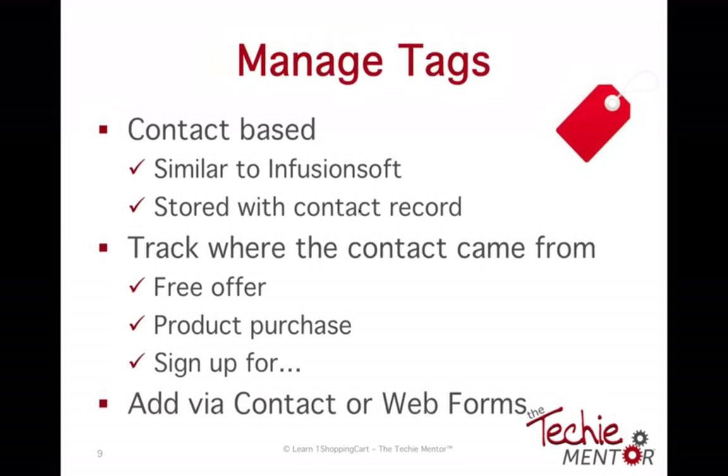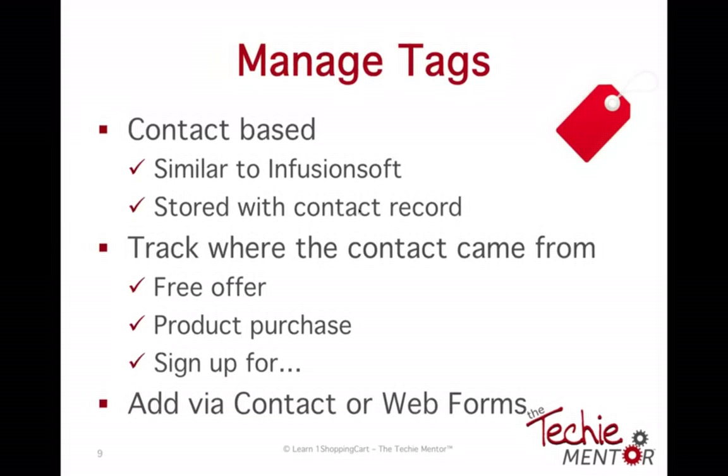And so the way One Shopping Cart used to do this is you had to do it by autoresponder, which made it very clunky and very large. Now they've introduced tags to kind of help you. And they're stored with the contact record, which means you can sort by them and search for them by contact. But what they're used for is to track where the contact came from. How do they appear on your list? How do they get to where they are today? They signed up for your free offer. They purchased something. They signed up for something. You met them at a networking event, whatever it is.